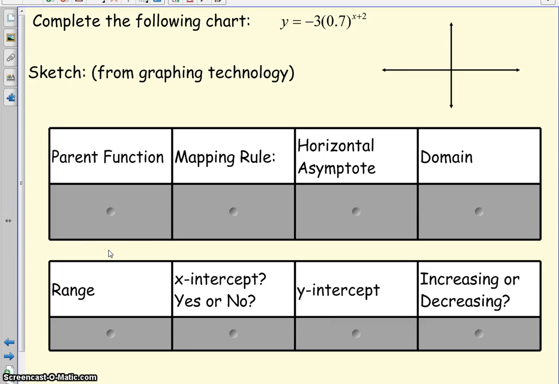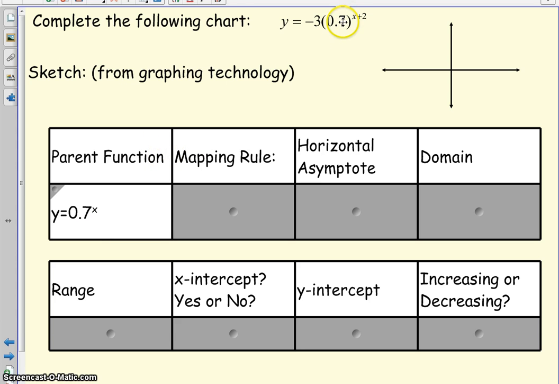Okay, so welcome back. Hopefully you've given this one a try. So what I've done is I've graphed negative 3 times 0.7 to the exponent of x plus 2 on Desmos, so let's see what we can answer. So first up, before I even look at the graph, I can tell you the parent function is just going to be 0.7 to the x. So your base is 0.7, and without transformation, it's just going to be an exponent of x.